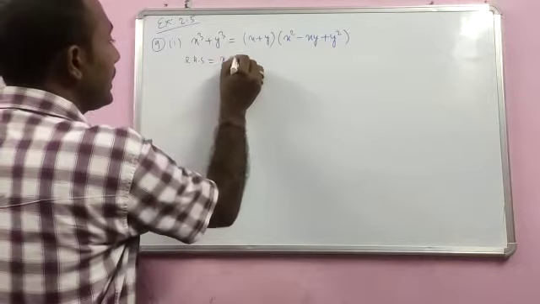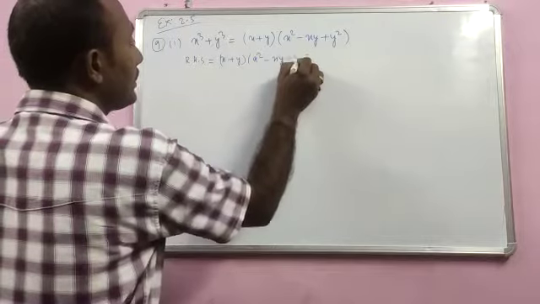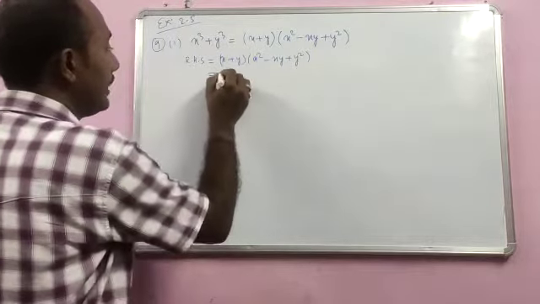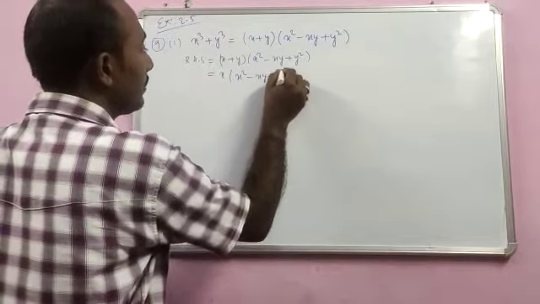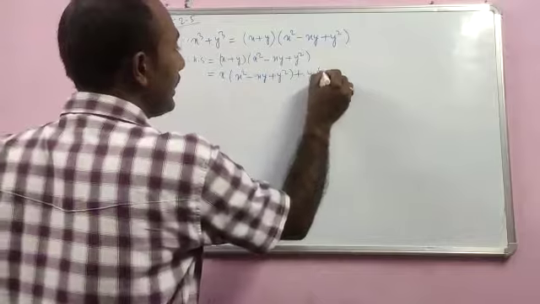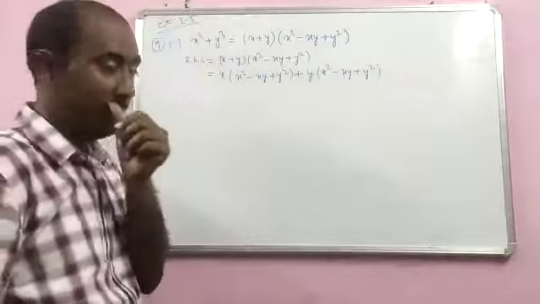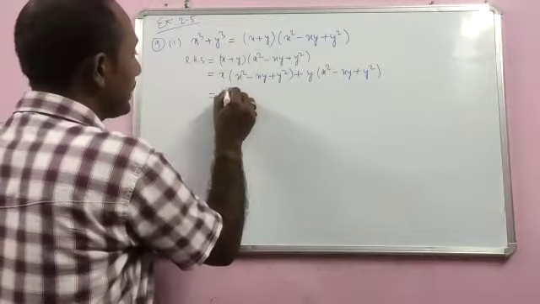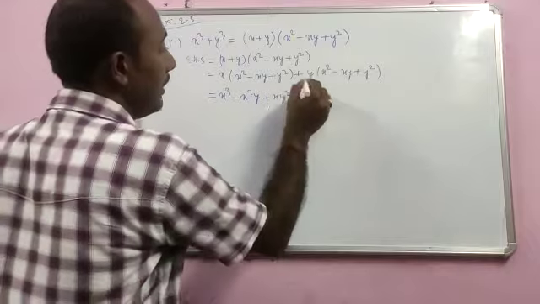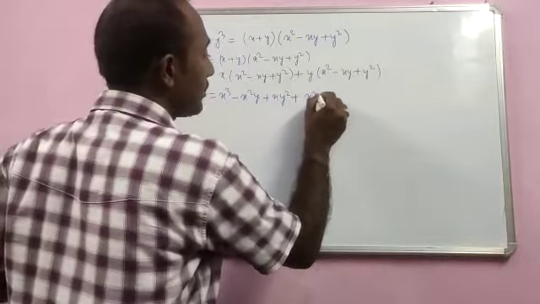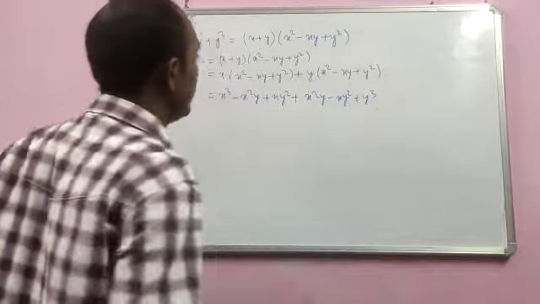So our RHS is x plus y into x square minus xy plus y square. So we need to multiply x with x square minus xy plus y square and y with x square minus xy plus y square. So this will give x cube minus x square y plus xy square, and here you will get x square y minus xy square plus y cube.